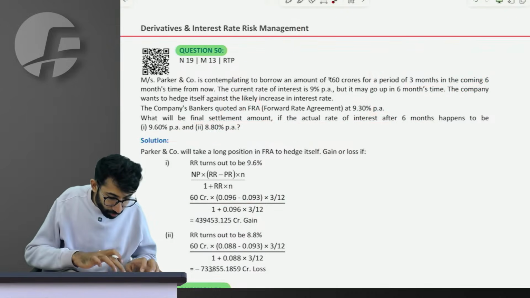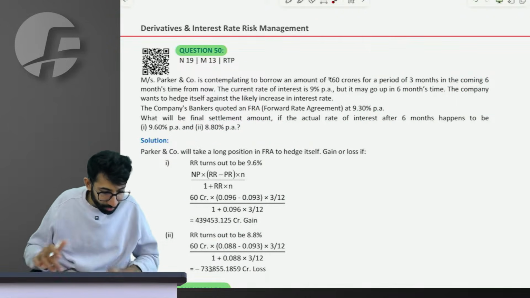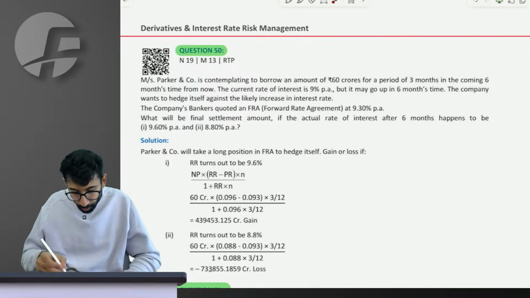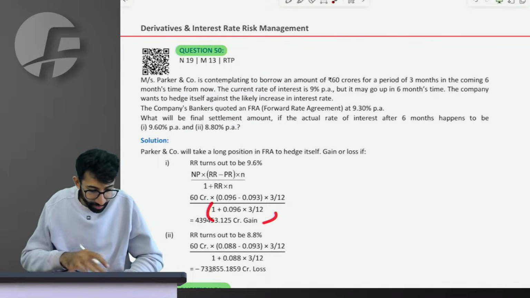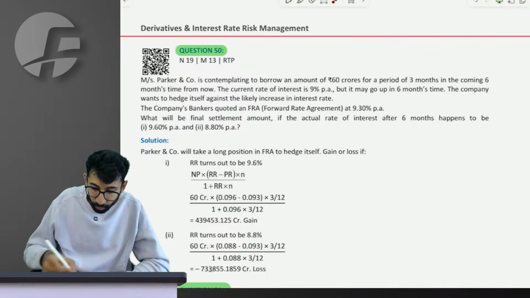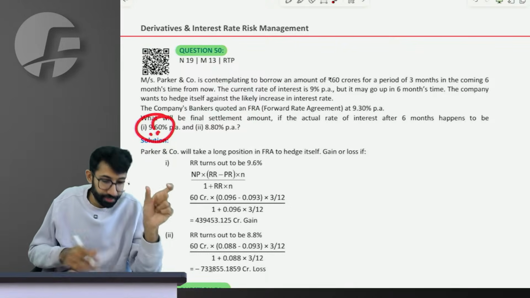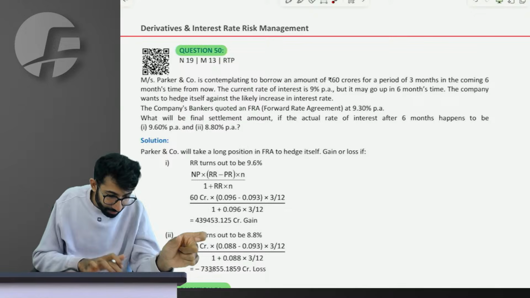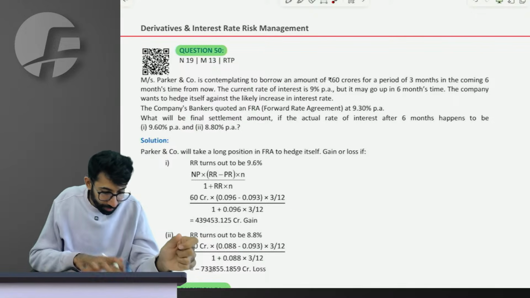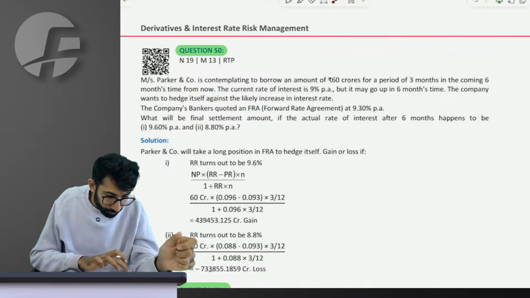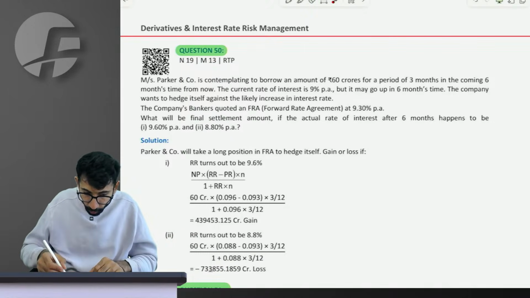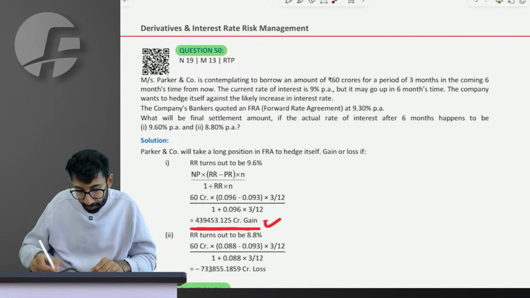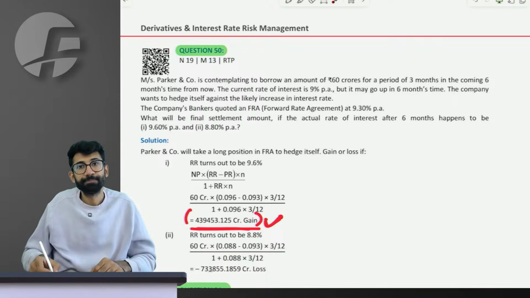60 crore into 0.3% into 3 divided by 12 is 0.045 crore, but we need to discount it, right? So put it to M plus. The discounting rate should be the reference rate. So 0.096 into 3 divided by 12 plus 1, divide, equal to, into memory recollect, into 1 crore is 4394.53 as the answer, which is my gain.